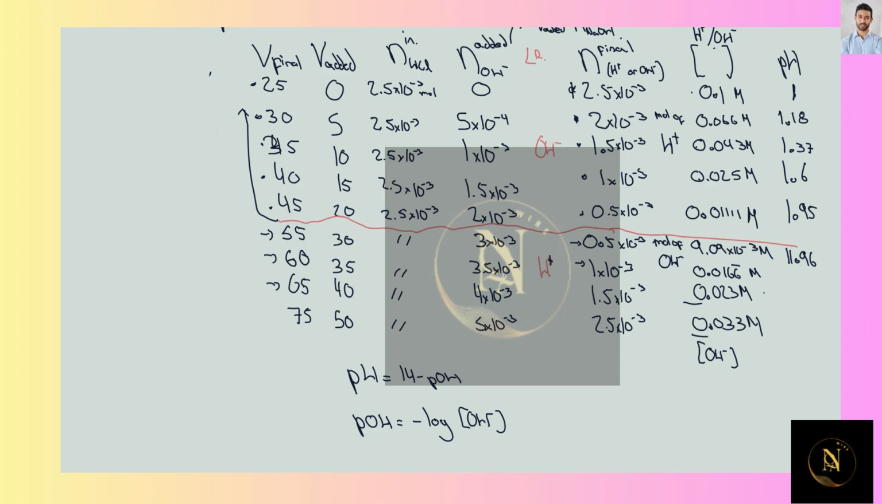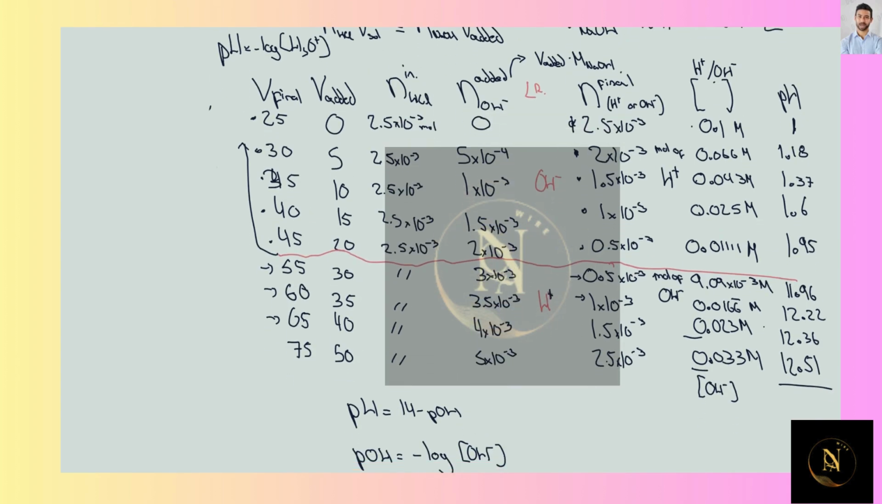Same thing for the other ones, 12.22. Next, 0.023, 12.36, and finally 12.51. And this would be all for all of these different points.